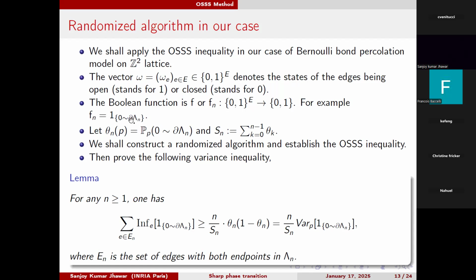But what would be a concrete random algorithm to estimate? Maybe you may have to wait for a couple of next slides. I'm not going into the proof of the sharp transition now. Before that, I will go to the randomized algorithm that we need. I will explain later. Okay, sorry to interrupt. No problem.